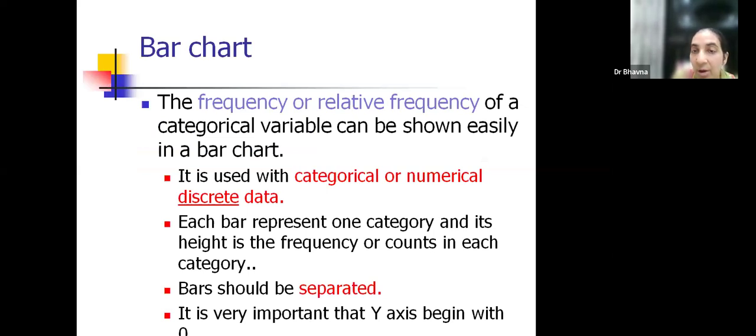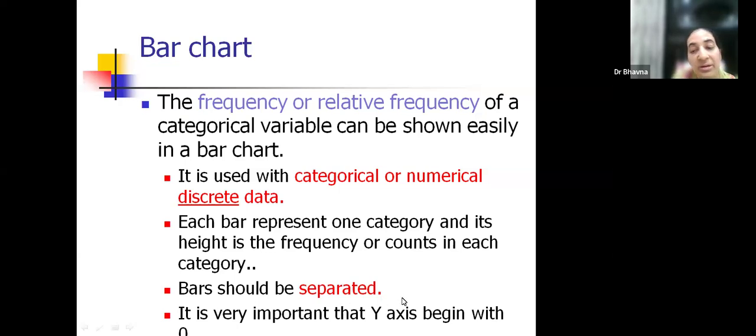The frequency or relative frequency of a categorical variable. What is a categorical variable? Qualitative variable, which could be nominal, dichotomous, or binary, or ordinal. It can be shown easily in a bar chart. It is used with categorical or numerical discrete data. Each bar represents one category, and its height is the frequency or counts in each category. Don't worry, we'll look at an example and then you'll understand.